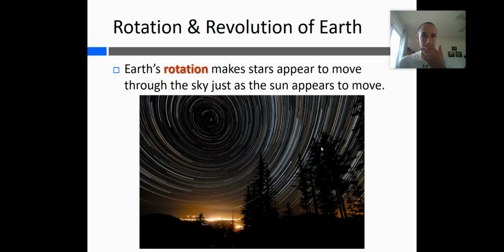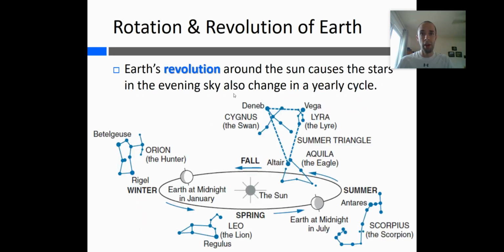Okay, now two more takeaways. Rotation causes the sun to appear across the sky, as well as all the stars. Remember, Polaris is in the middle of this thing. Okay, that's rotation. That's once every day. Okay, rotates once. Revolution causes us to have seasons, but it also causes us to see different stars in the night sky.